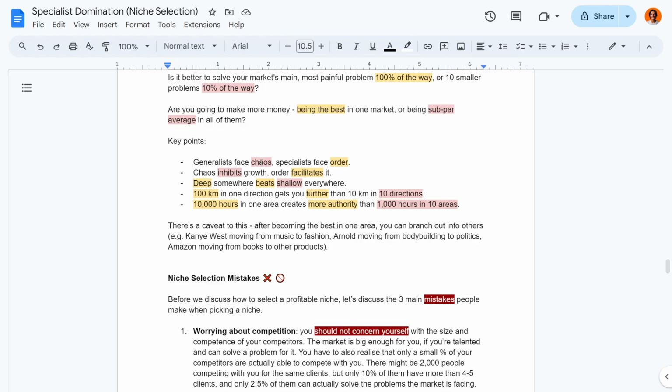Of course, there is a caveat to this. After becoming the best in one area, you can branch out into others, like we did by going from our done for you setting to this done with you program. For example, Kanye West moving from music to fashion; Arnold moving from bodybuilding to politics; Amazon, which started by selling books, is now selling other products as well. So that's one thing you can do as well.